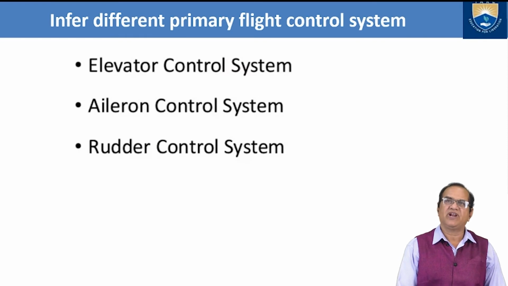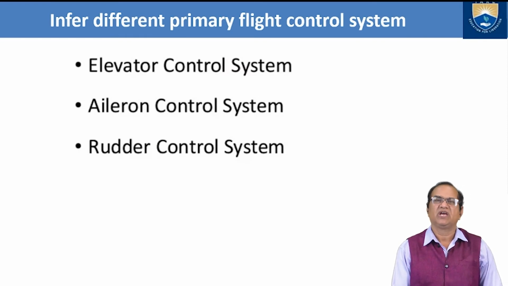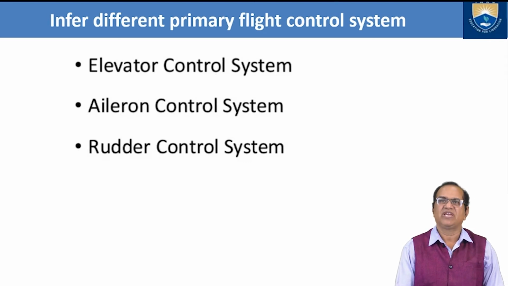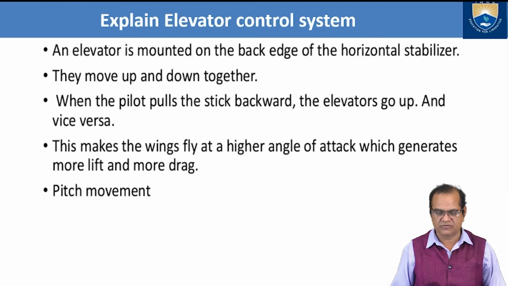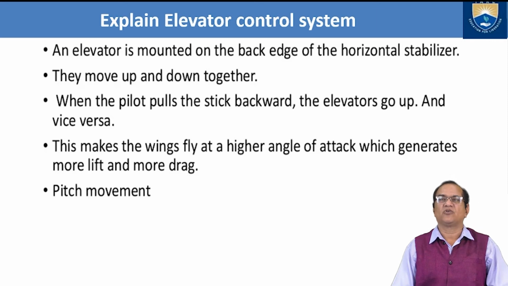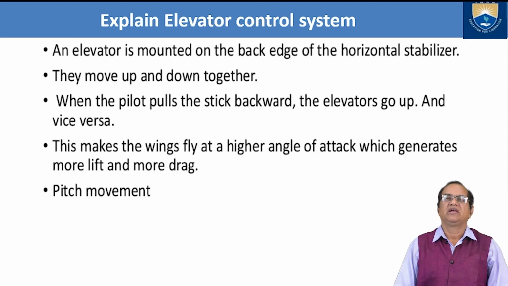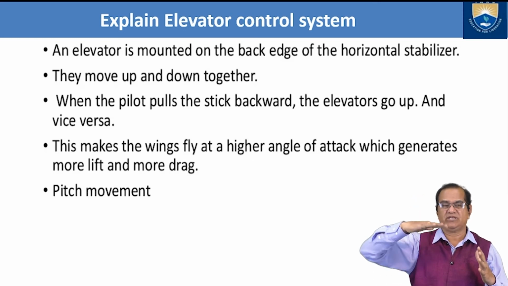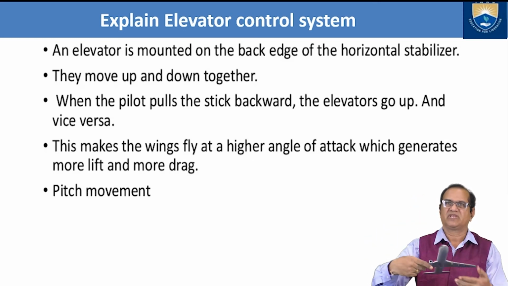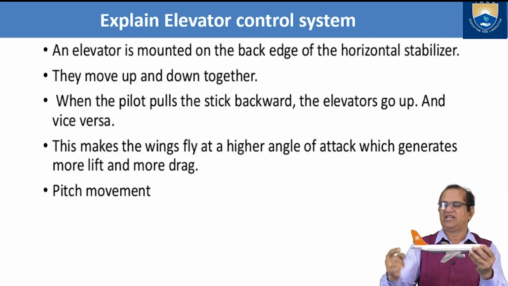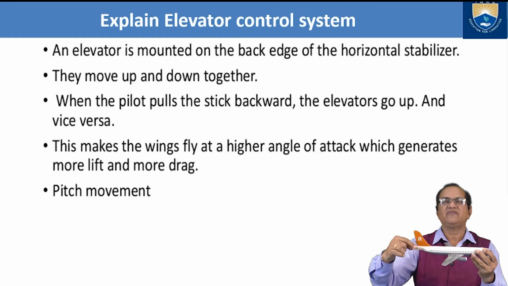Next, for the different primary flight control systems, we have the elevator control system, the aileron control system, and the rudder control system. Next is the elevator control system. Elevators are used for the nose pitching motion. You can see here the aircraft, and the aircraft is flying like this. We have the horizontal tail, and then we have the elevator.